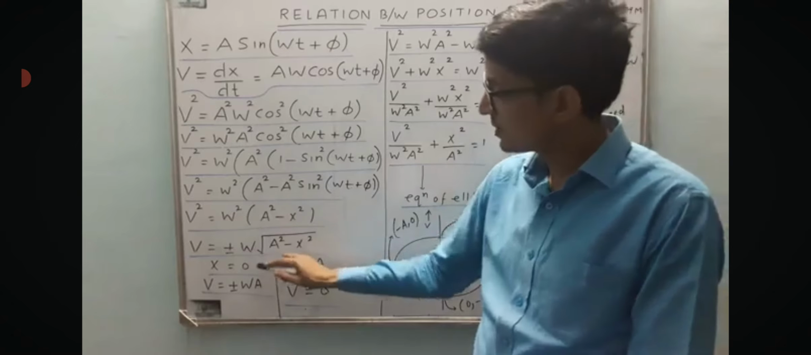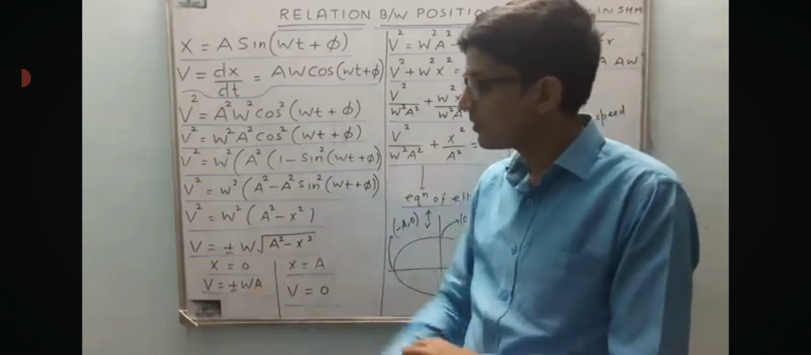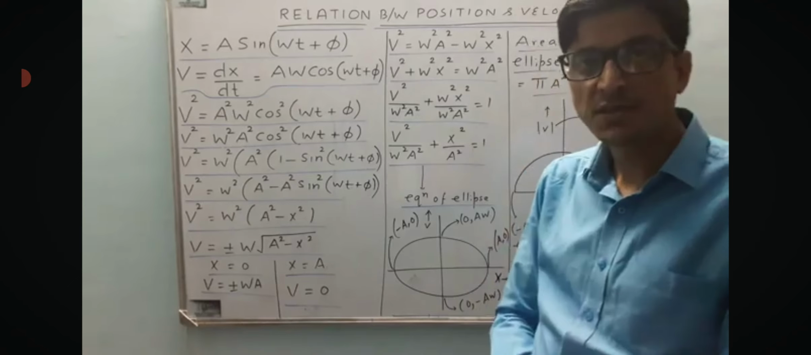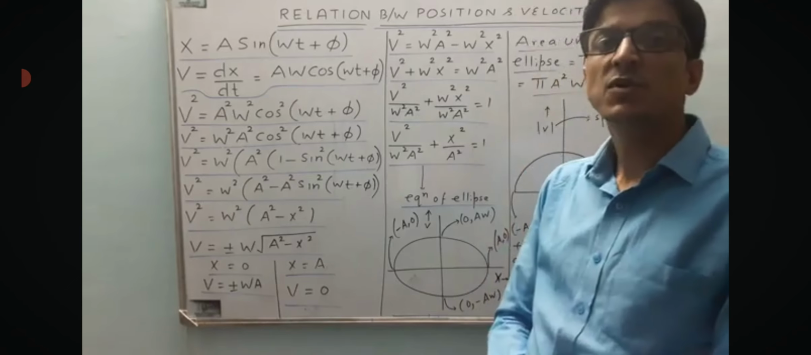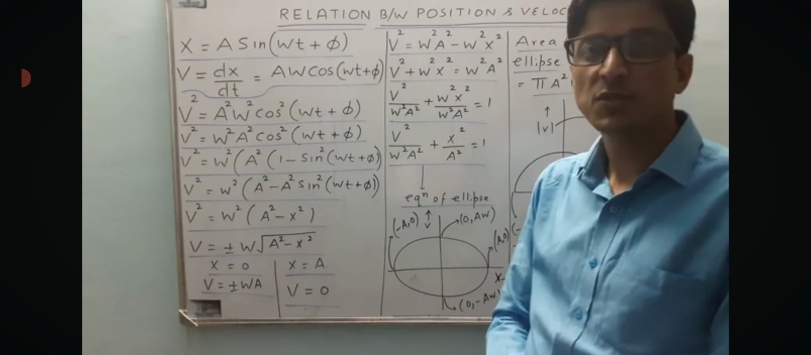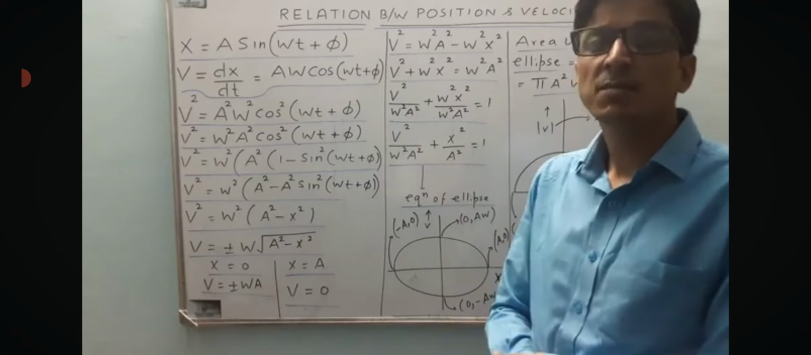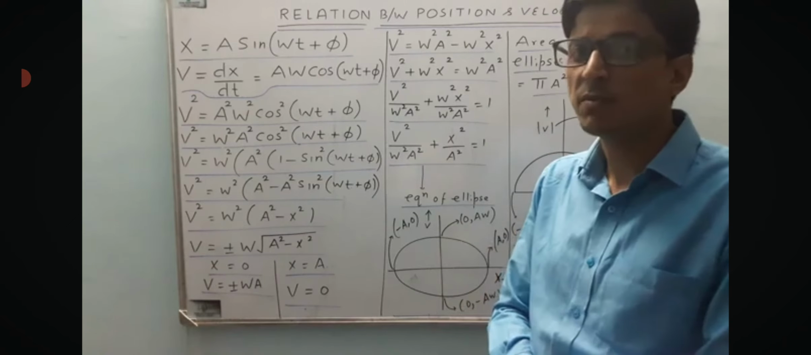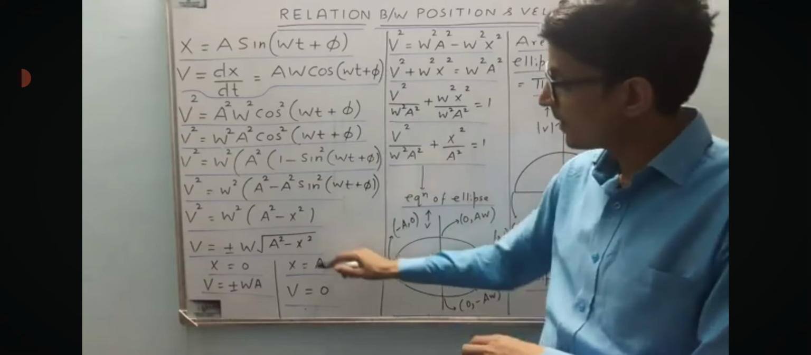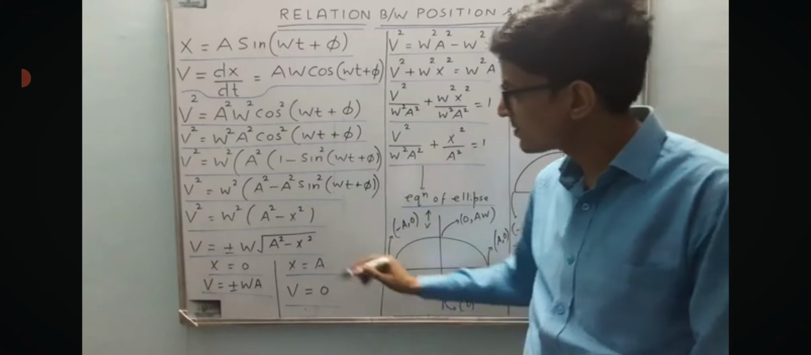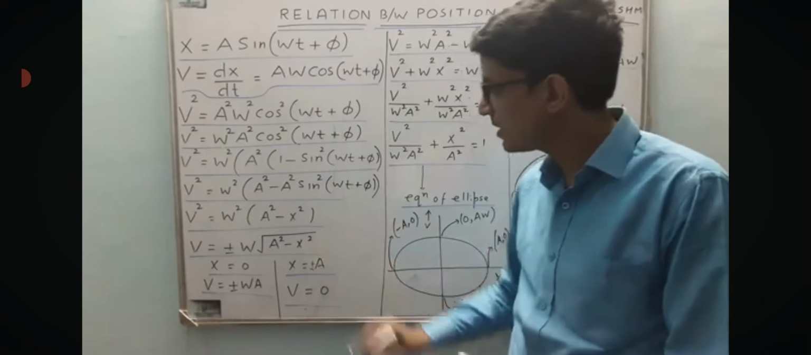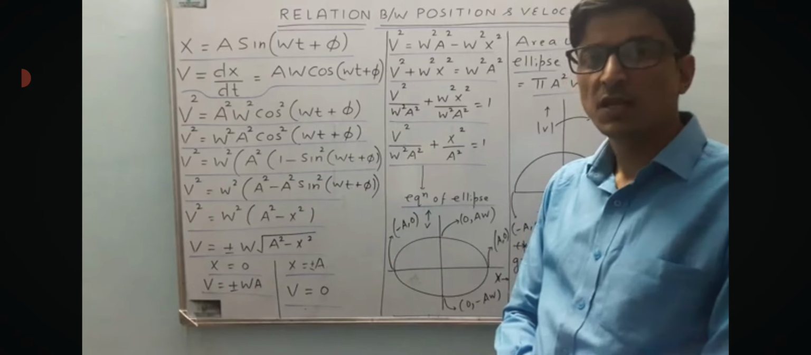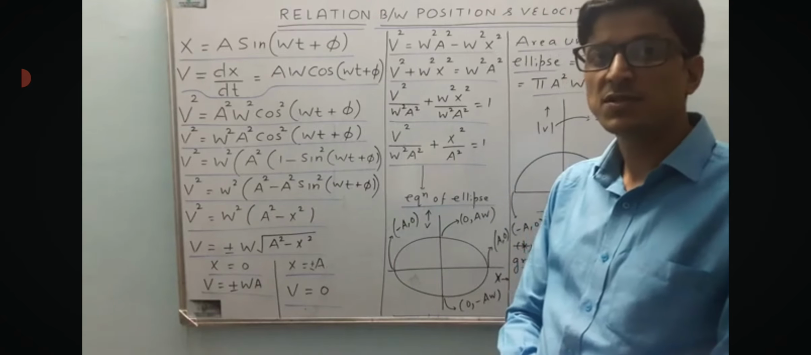If x is equal to 0, then v will be plus minus omega into a, which is the maximum speed. x equal to 0 corresponds to the equilibrium position. So we can say that a particle in SHM possesses maximum speed when it passes through the equilibrium position. Whereas if x is equal to plus minus a, then v is 0. Plus minus a refers to the extreme positions. So we can say that at the extreme position the speed is 0.